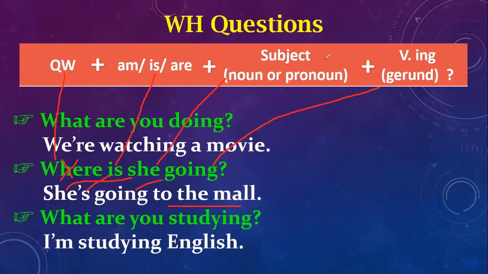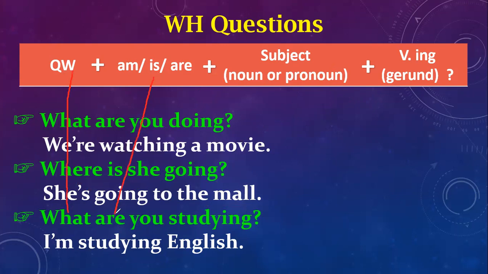Okay. And the last example, what are you studying? What: the question word, are: the auxiliary verb, you: the subject, then the gerund, studying. And the answer, we remove what? You changes to I, are changes to am, then studying English, the answer. I'm studying English.